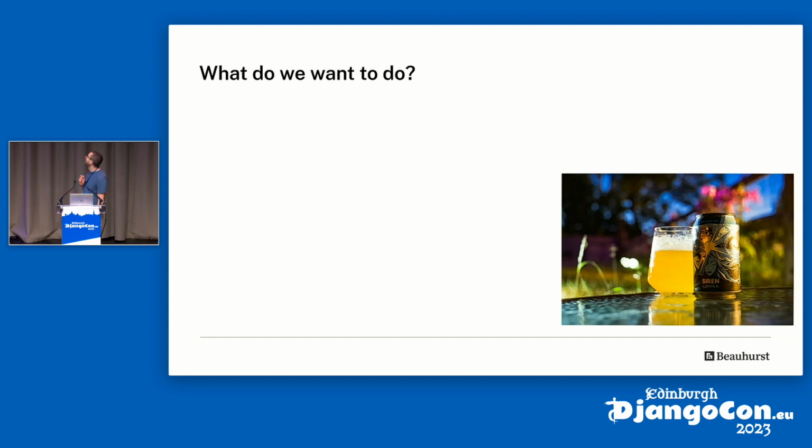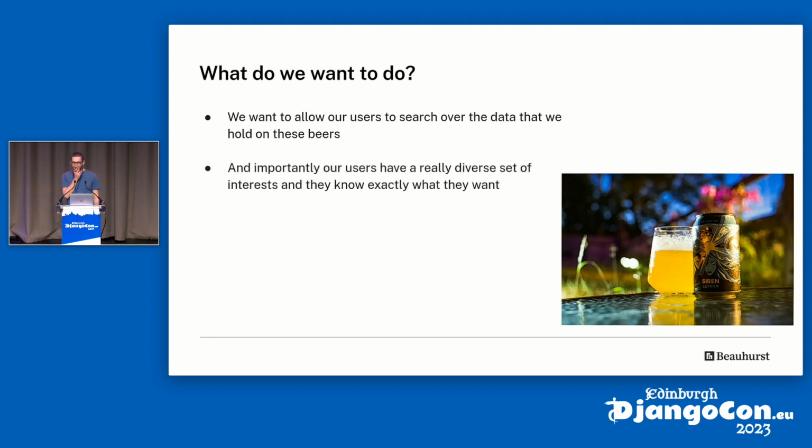And what do we want to actually do at Brewhurst? Or what do we want our users to do? We want our users to be able to search over the data that we hold on these beers, their breweries, every part of that ecosystem. And our users have a very diverse set of interests. They're not all the same. They're not all working in the same industry. They have very different questions they want to ask of the data. And we don't really know exactly what they're after. So, as good a job as, say, our product team can do of trying to work out what the specific use cases are for them, we want to build a search tool which allows you to do just about anything that you might want to do.